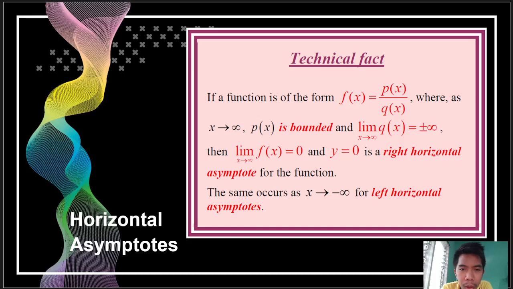You just have to grasp the meaning of this technical fact, and then you will definitely know how to get the horizontal asymptote of a specific function.